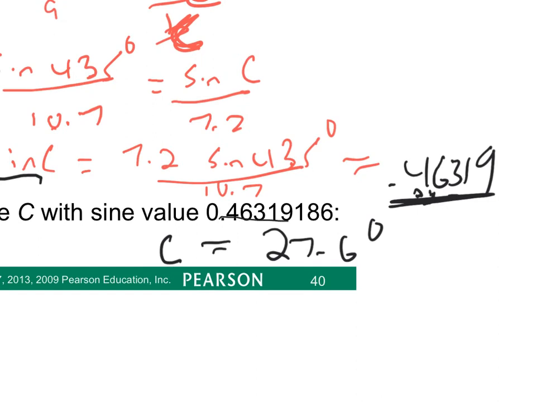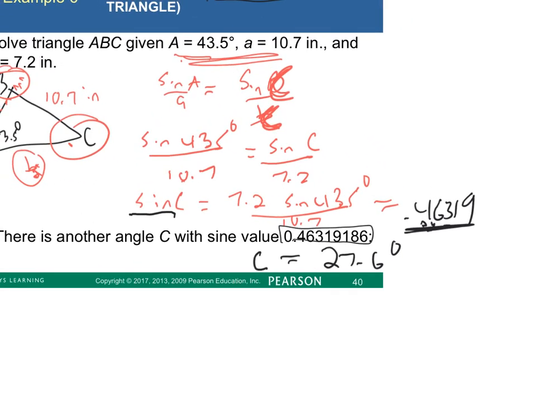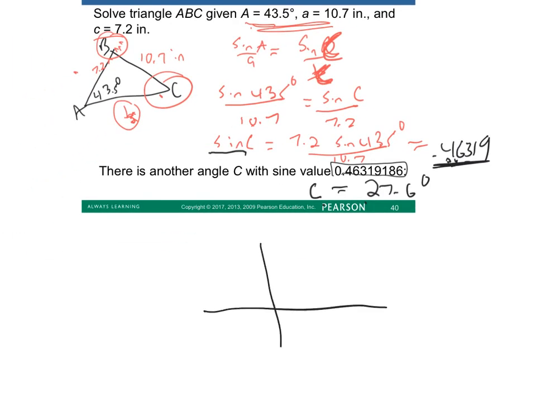Oh, I didn't even notice I had this decimal right here. I already had that there. 0.463191. Okay, that's what I had on my calculator. Now, what's the deal with this? This angle is an acute angle. So it falls in this quadrant here, right? 27.6 degrees. Where else is sine positive? This is the same problem we had before. It could be over here.